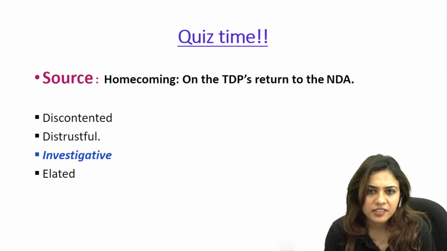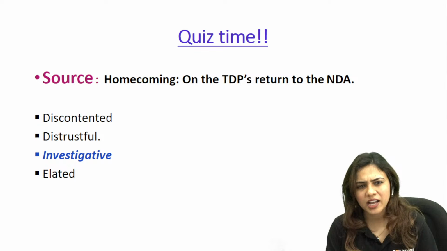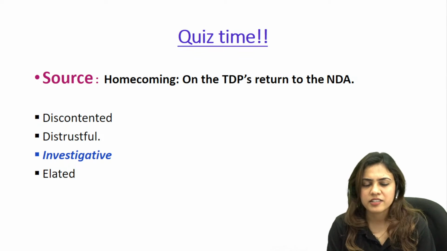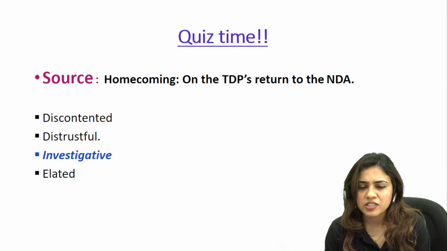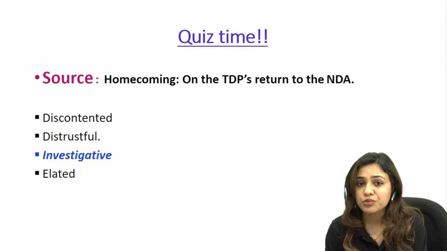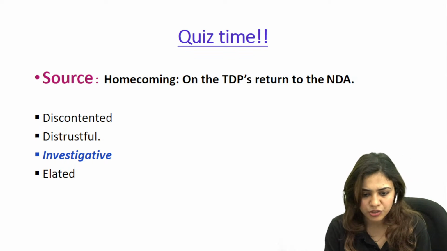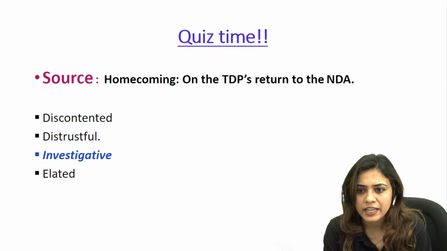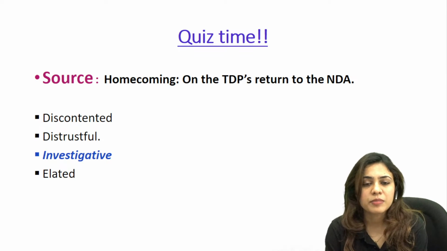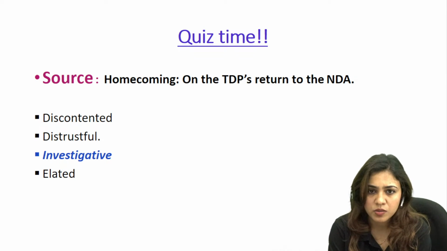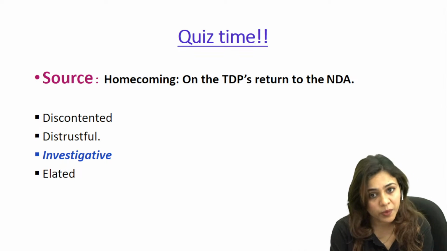Discontent, we discussed just now, is when you are dissatisfied with the situation. But here we don't think the writer is feeling dissatisfied about this particular issue. Distrustful means when you do not trust somebody. This has to do with being cynical, having trust issues. Again, trust issues was not really the topic of concern in this particular passage. Elated means something that brings you extreme happiness, when you're super happy about something. Again, this was not conveyed through the passage.